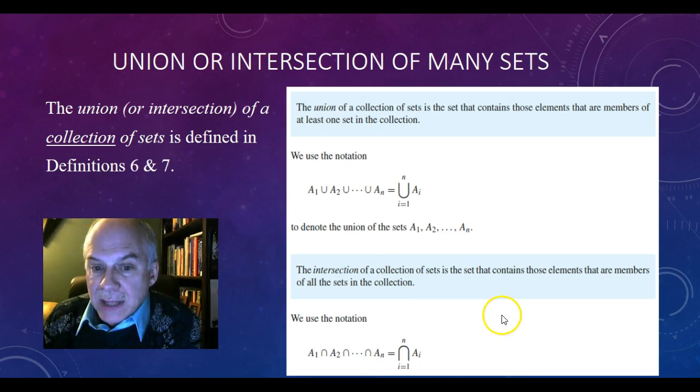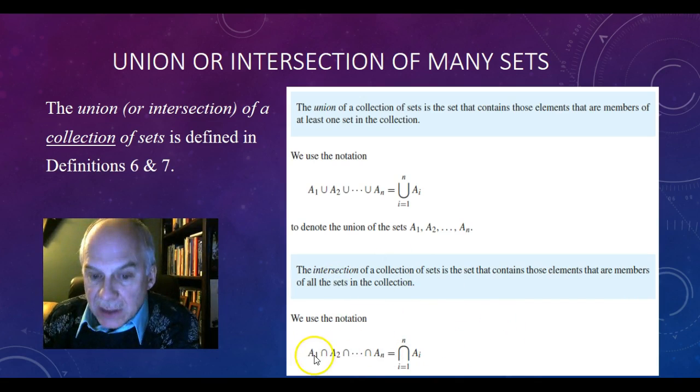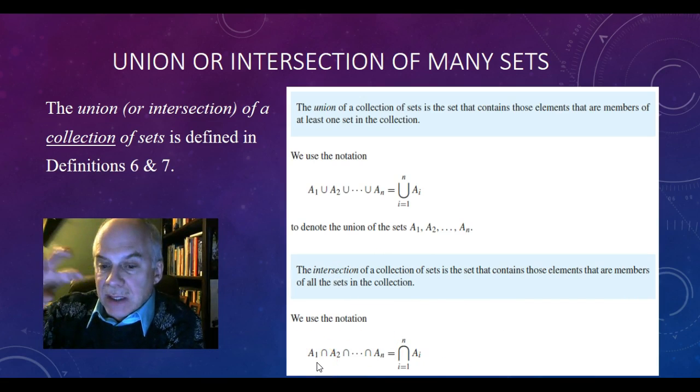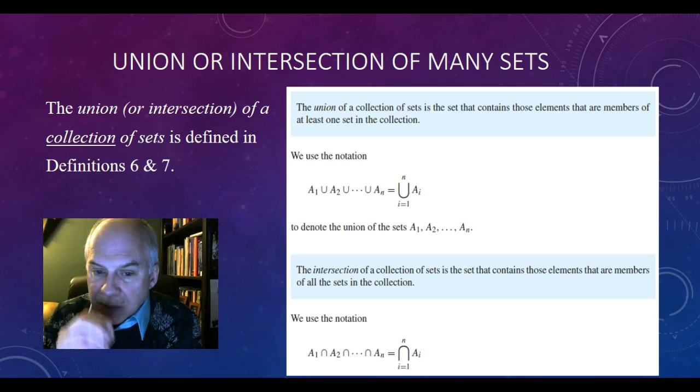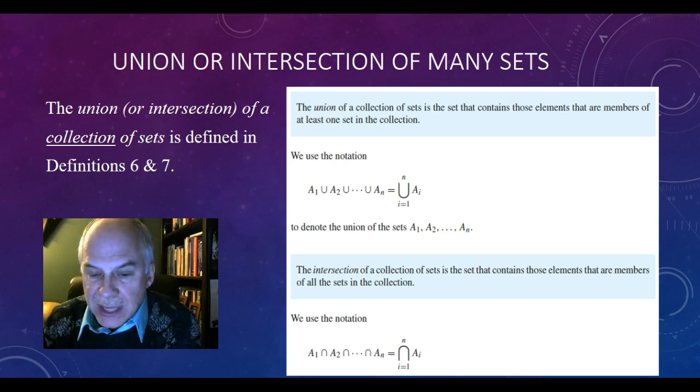Intersection, though, has to be in all of the sets. So to be in the intersection of all of those, it has to be found in every single set. All right, so that element would have to be found in every single set.